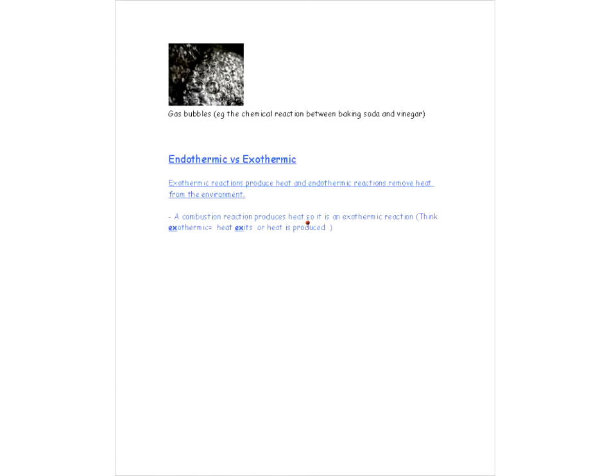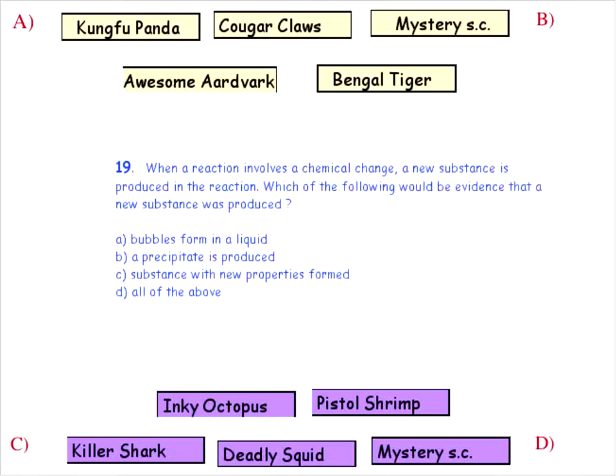Whereas in an endothermic reaction, heat is removed. In other words, it becomes colder. It doesn't become hotter. Just take some vinegar and baking soda, put them in a jar, shake it up, and it will become colder.